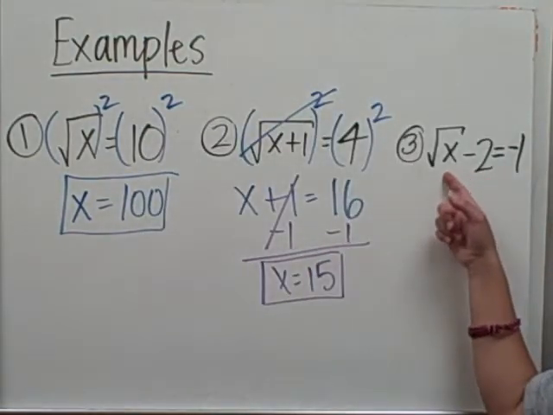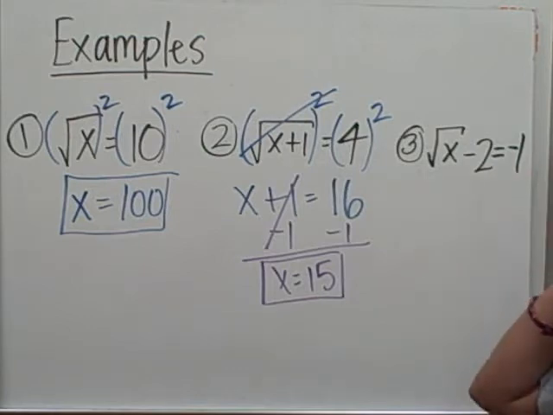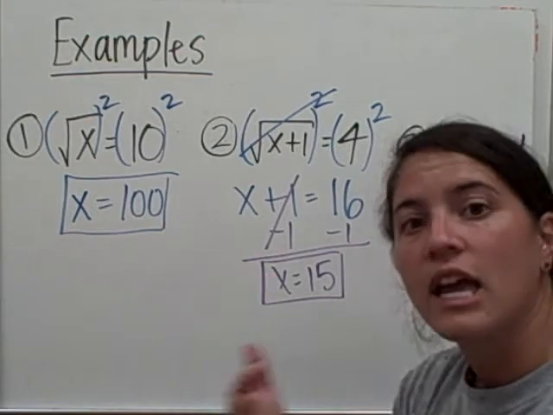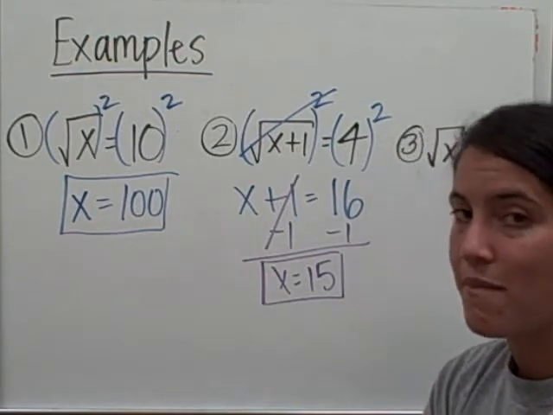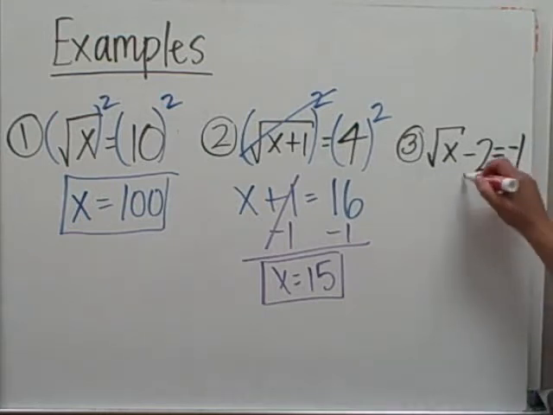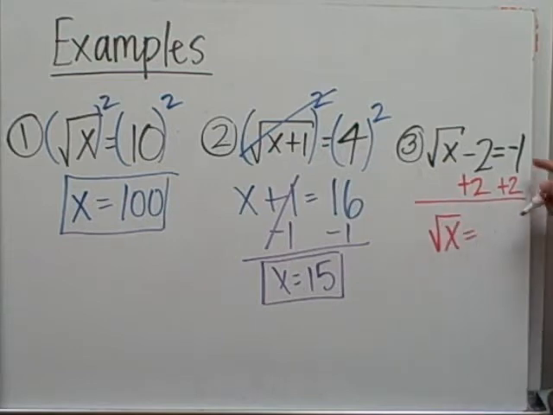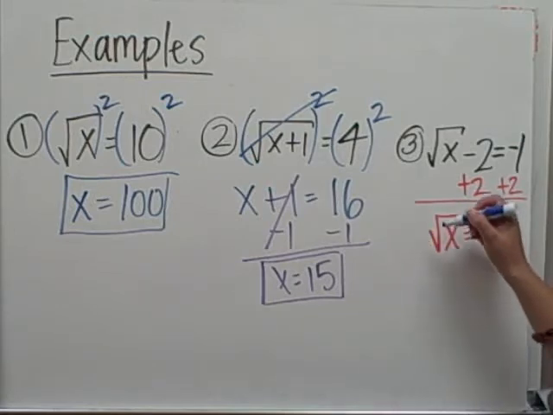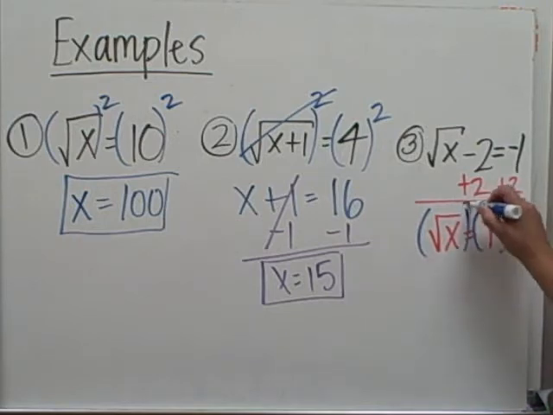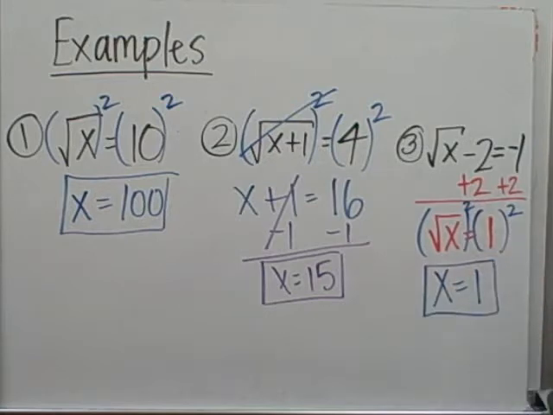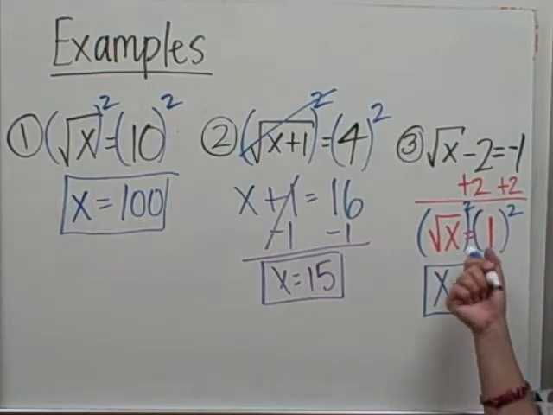Alright, so number 3 has the square root of x minus 2 equals negative 1. Now notice in this one it's different. The minus 2 is not in the square root. So we have to undo that minus 2 by adding 2 to both sides. And then we get the square root of x equals, negative 1 plus 2 is 1. We undo a square root by squaring, and x equals 1.